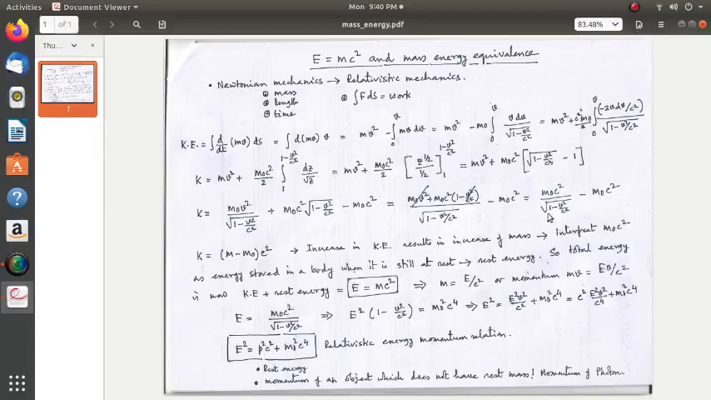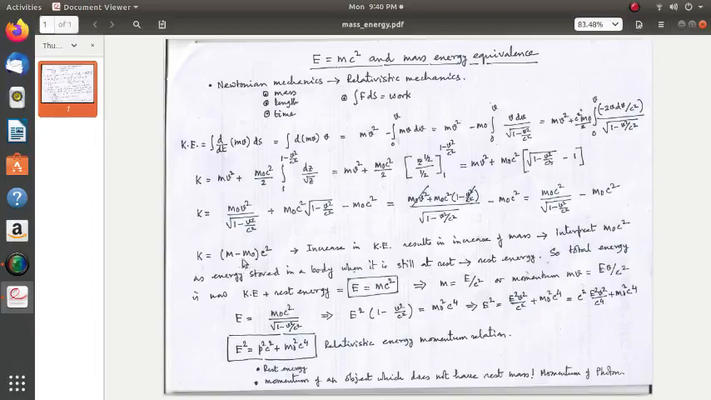But this is mass in the theory of relativity m. So that means kinetic energy is m minus m0 multiplied by c square. That means the increase in kinetic energy results in increase of mass. Mass increases, and vice versa. If mass increases, then kinetic energy increases. In the theory of relativity, that is the interpretation.